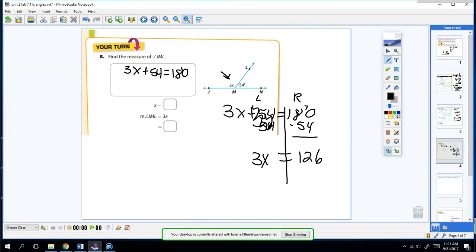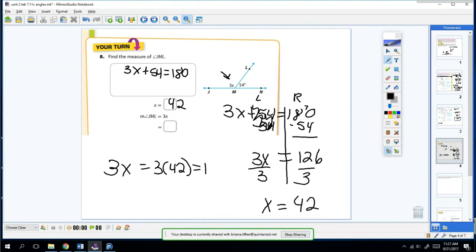So since that 3 is being multiplied, you're going to divide 3 to both sides. And you get x is equal to 42. So my x equals 42, okay? But again, that's not our answer. Our answer is to find this missing angle. The angle is denoted as 3 times x. Well, luckily, I just figured out x is 42. So we're going to do 3 times 42, which is equal to 126. So my missing angle is 126 degrees.